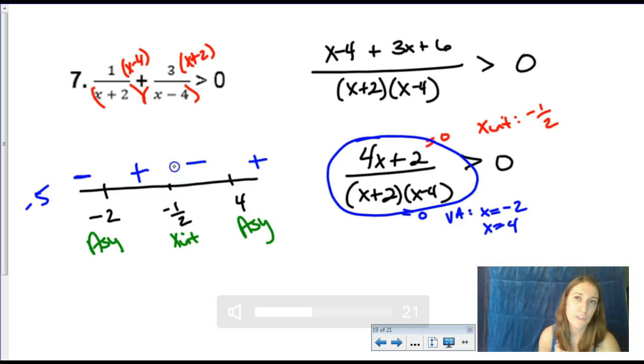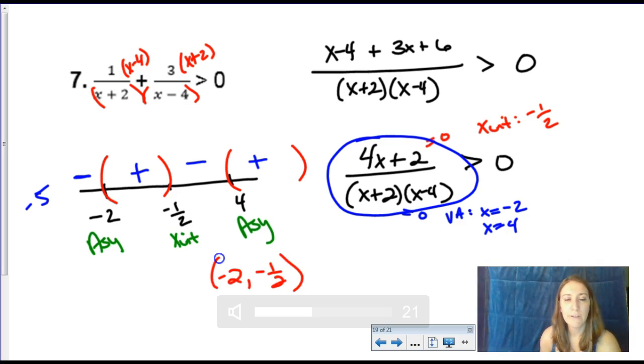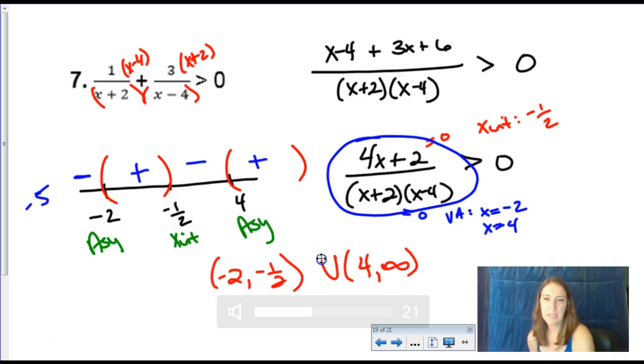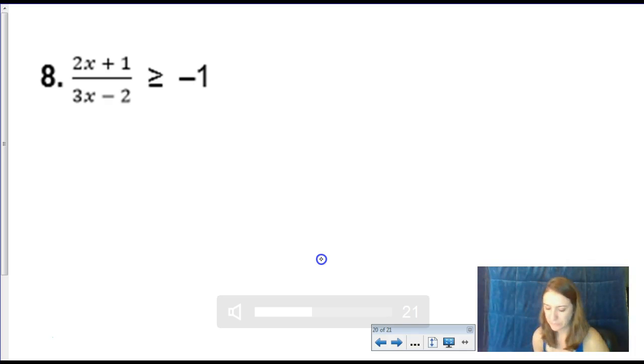They want to know where this function is greater than 0. So I'm looking for this interval and this interval. So that's from negative 2 to negative 1/2, and also 4 to infinity. It doesn't stop.